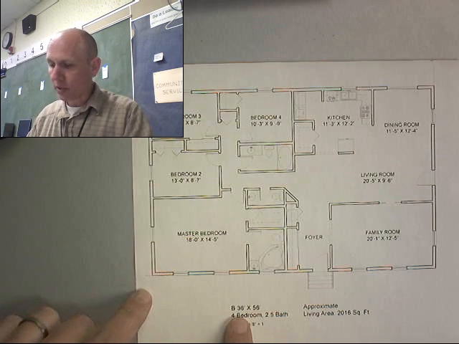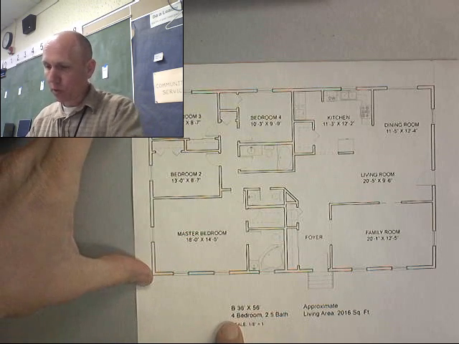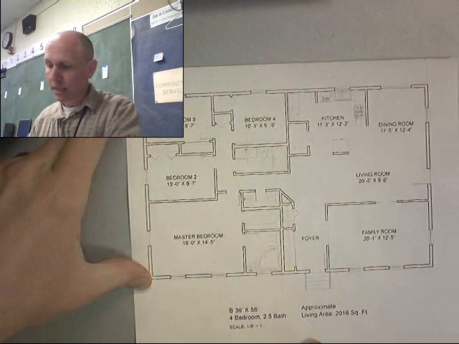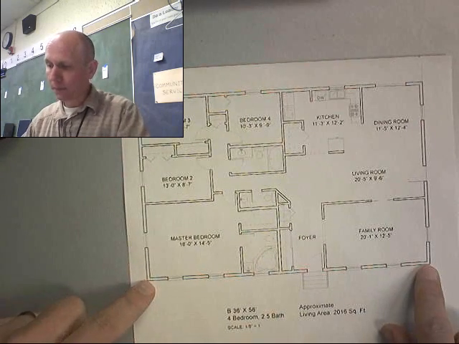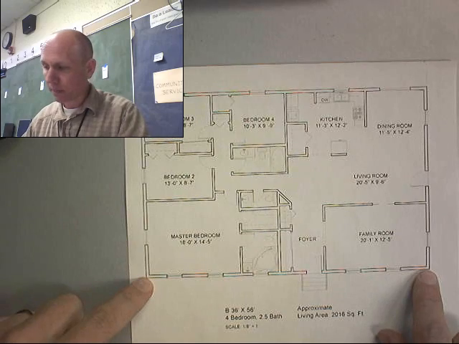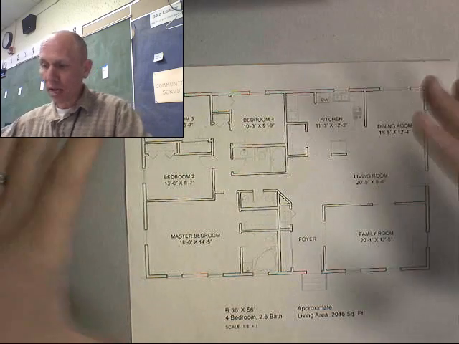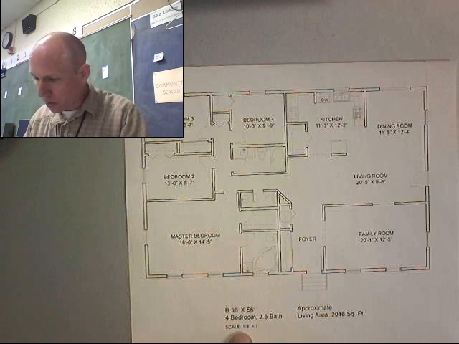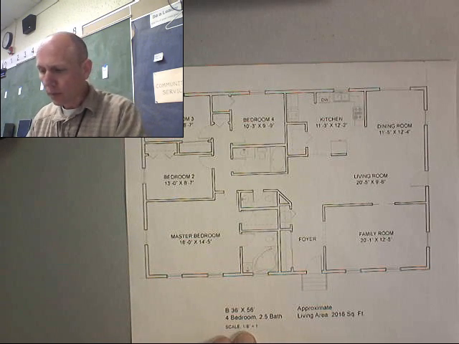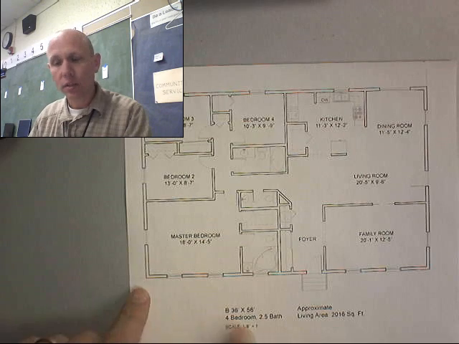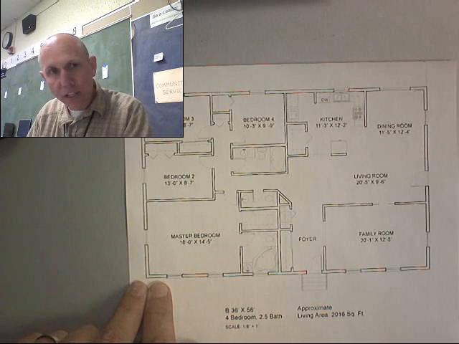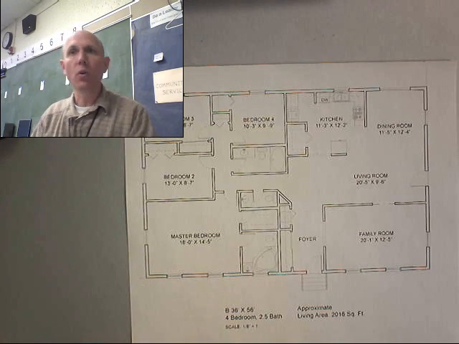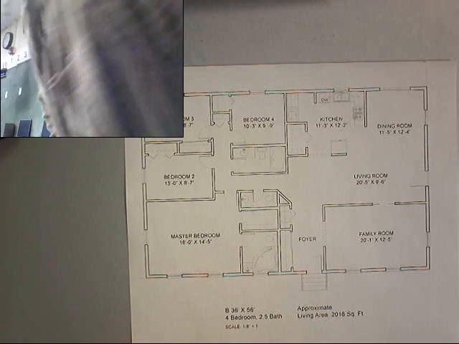The actual size of this thing would be 36 feet in this direction and 56 feet in this direction. But the whole house has been shrunk down to fit on a piece of paper. So according to this drawing, 1/8 of an inch, so one little tiny 1/8 of an inch actually represents 1 foot in real life. So 1/8 of an inch, let's see if I can do this.